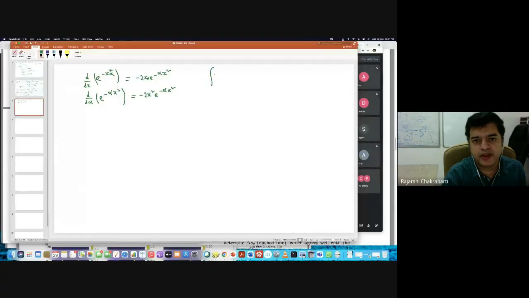Actually, this is very useful, because if I have an integral like this, x to the power of n e to the power of alpha x square dx, what will the answer be? n is an integer.